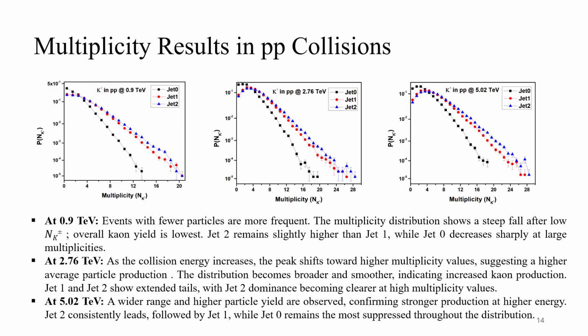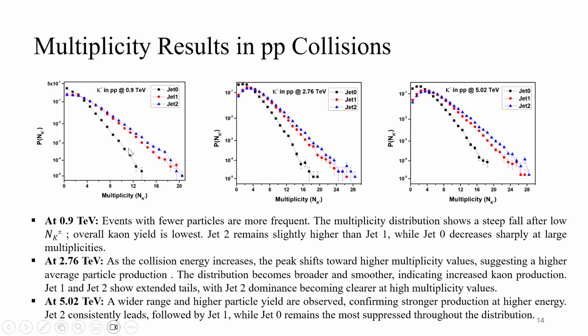Also, the distribution becomes broader and smoother. So the particle production is more as you increase the energy, and also the probability of the production of fewer particles is lower. Similarly, at 5.02, again you will see a wider distribution and a higher particle yield, which indicates more particles produced at higher energies. Now let's check the jet dependence.